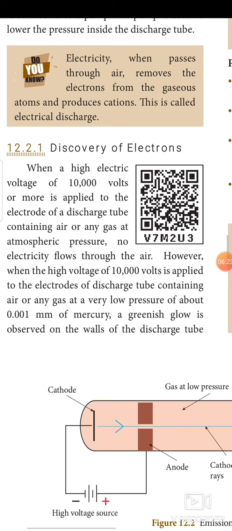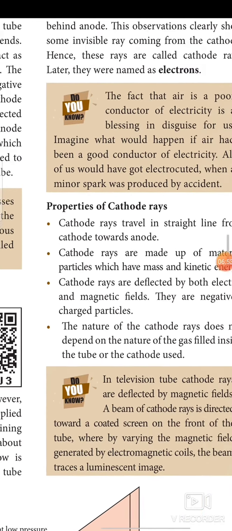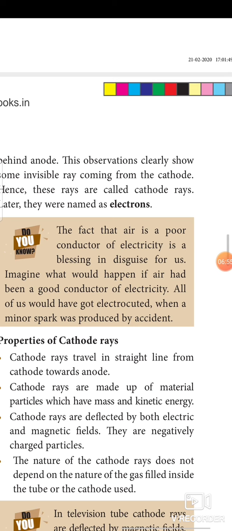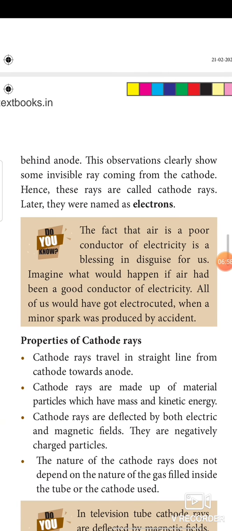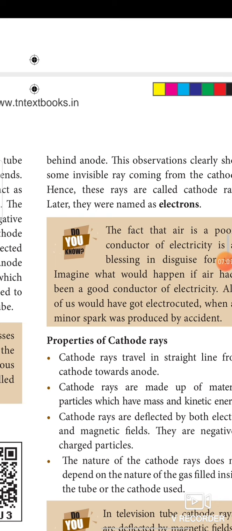When a high electric voltage of 10,000 volts or more is applied to the electrodes of a discharge tube containing air or any gas at atmospheric pressure, no electricity flows through the air. However, when the high voltage of 10,000 volts is applied to the electrodes of the discharge tube containing air or any gas at a low pressure of about 0.001 millimeter of mercury, a greenish glow is observed on the walls of the discharge tube behind the anode. This observation clearly shows some invisible rays coming from the cathode. Hence, these rays are called cathode rays. Later, they were named electrons.